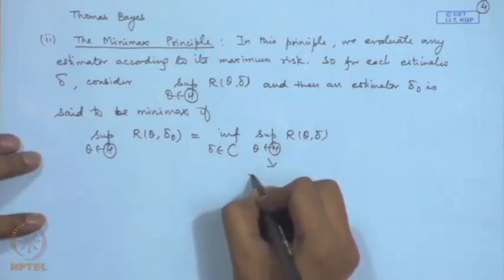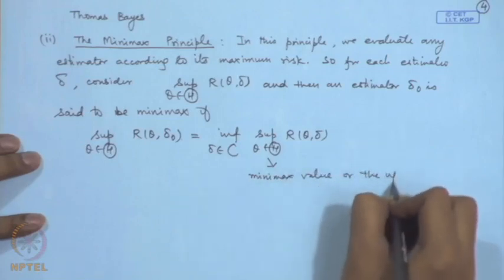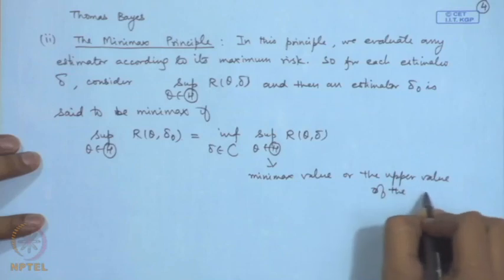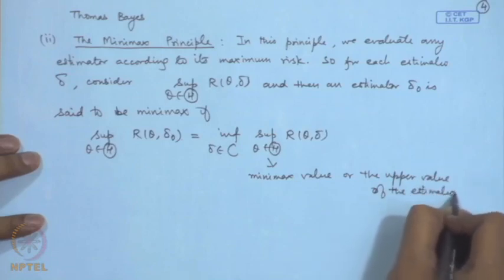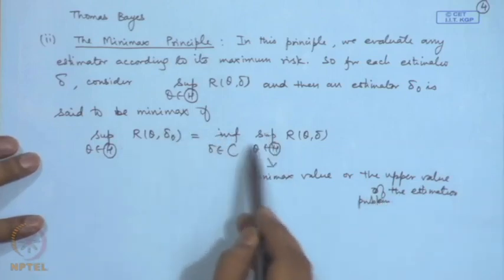This right hand side is called the minimax value or the upper value of the estimation problem. Now, this minimax principle actually assumes that the statistician or the decision maker is trying to optimize the worst that can happen. That means, given any situation, what is the worst possibility, and then we choose that estimator for which that worst is the smallest.